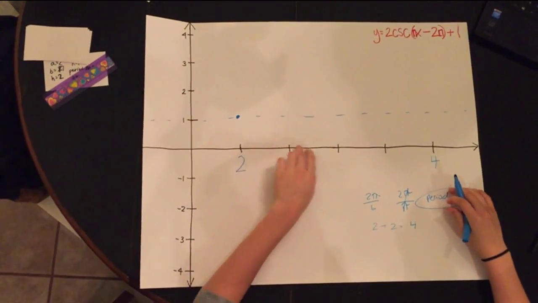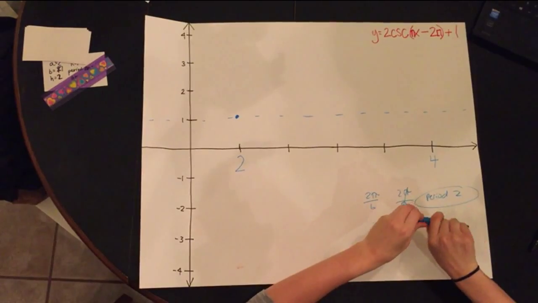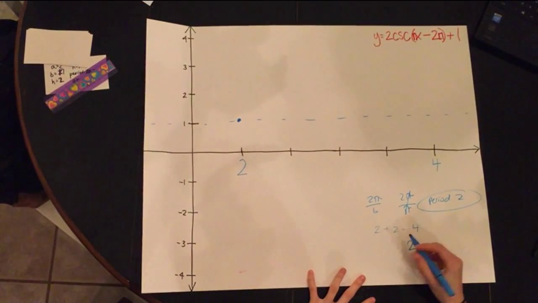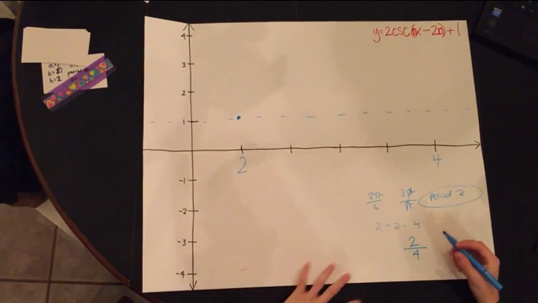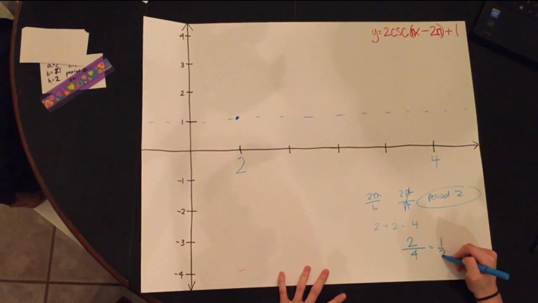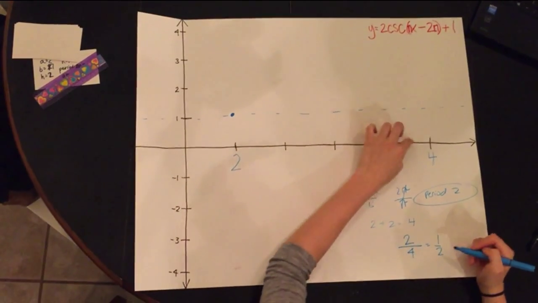So you need to determine the hash marks and the distance between them. So you're going to take the period, which is 2, and you're going to divide that by 4 because you have 4 different parts, 1, 2, 3, 4, and that simplifies to 1/2. So the distance between each of these is going to be 1/2.